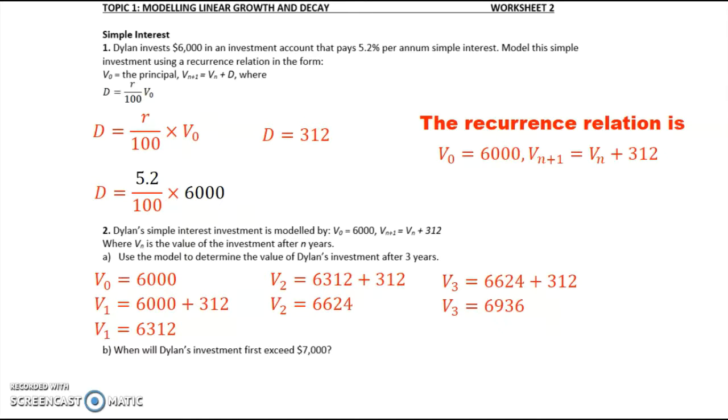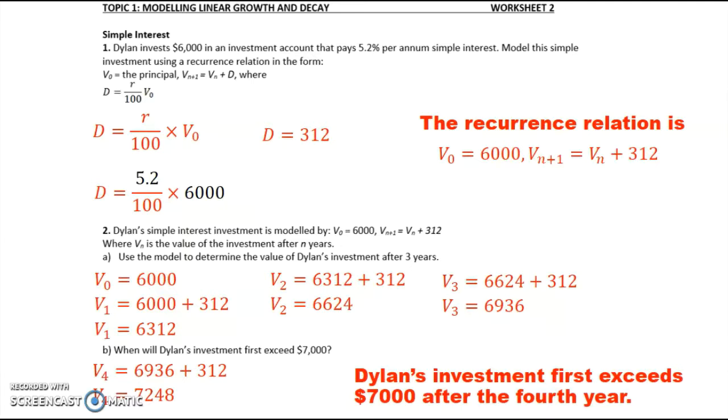2B, when will Dylan's investment first exceed $7,000? As you might already know, we are adding $312 each time. So you would have seen from the previous question, we're at $6,936. We're pretty close to $7,000 as it is. So we're just going to go to the next term. And therefore at V4, it equals $7,248. And that represents the 4th year. So Dylan's investment first exceeds $7,000 after the 4th year.